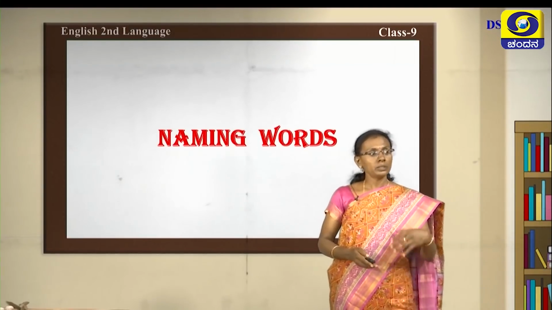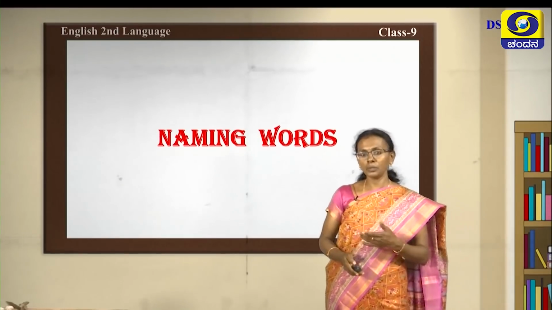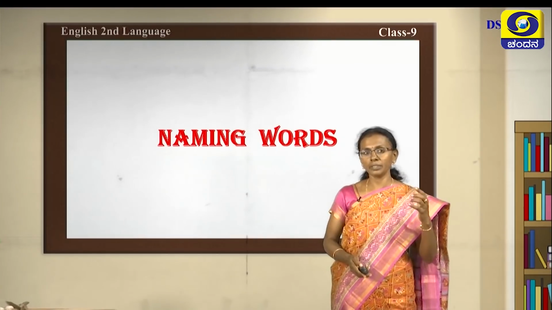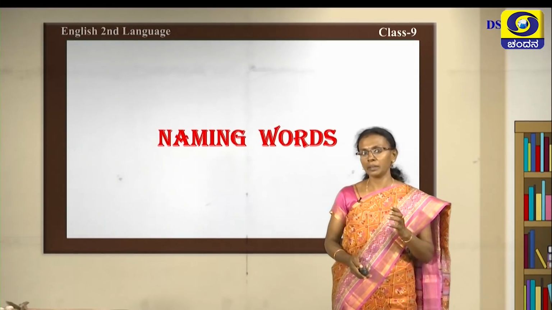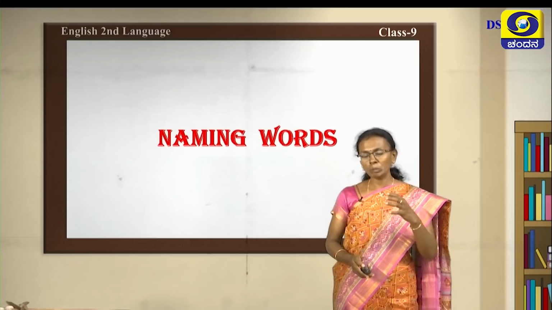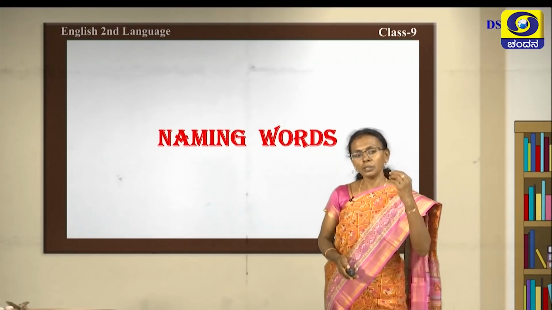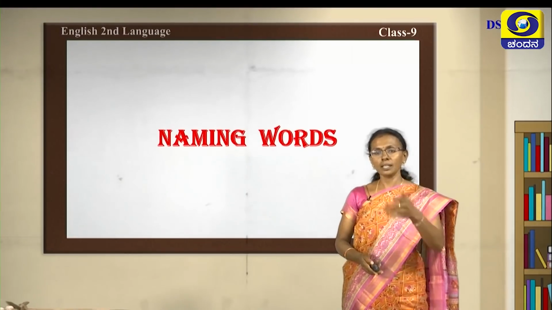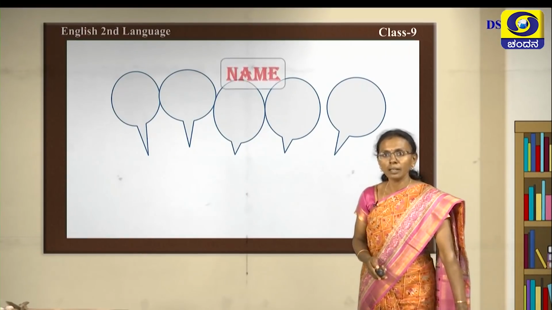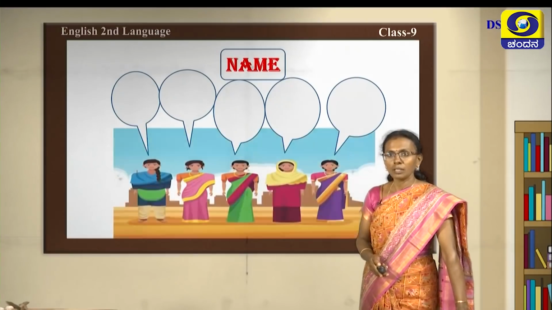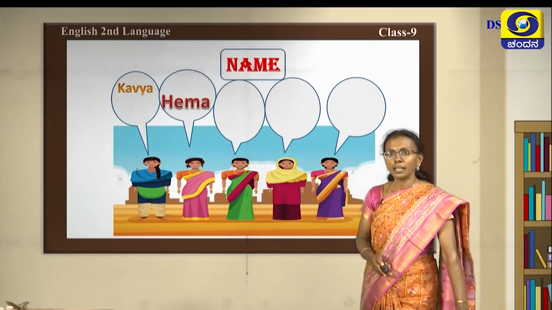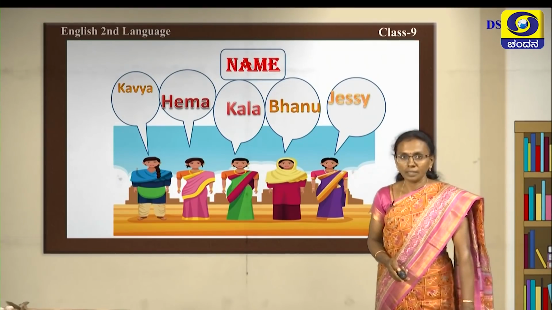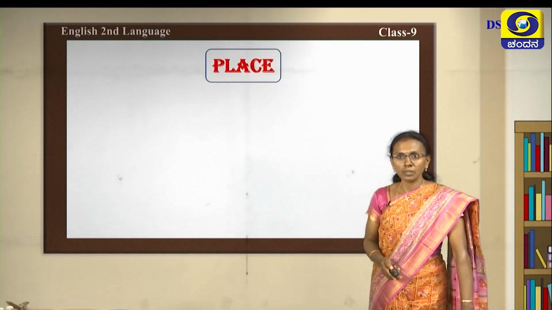Before going to our class, let me remind you that you have studied nouns in the 8th standard first session English class. If you have not gone through it, please go through it, and you have to connect to this lesson after that class. Okay, these are naming words. See here come the names of Kavya, Hema, Kala, Bhanu and Jessie. Okay, these are the names.